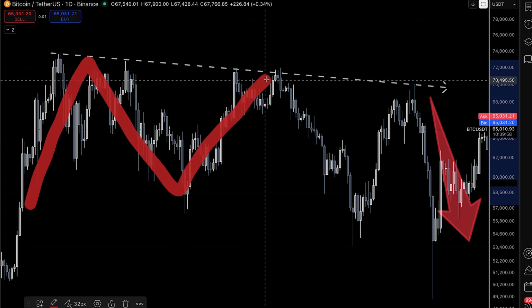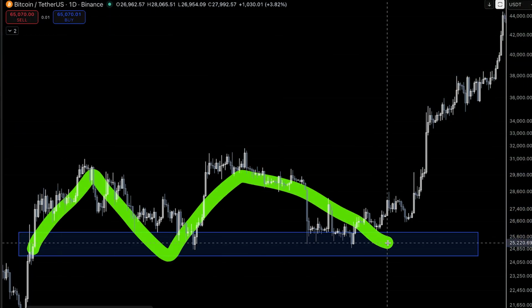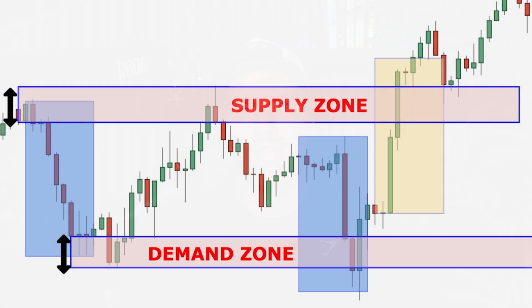Have you ever wondered why Bitcoin seems to reverse from the same price area over and over again? Or why the price can just crash into one level and suddenly buyers appear, or rally into the next and get rejected almost instantly? These are what I call buyer and seller zones, and learning how to identify them is probably the most important skill you can learn in technical analysis.